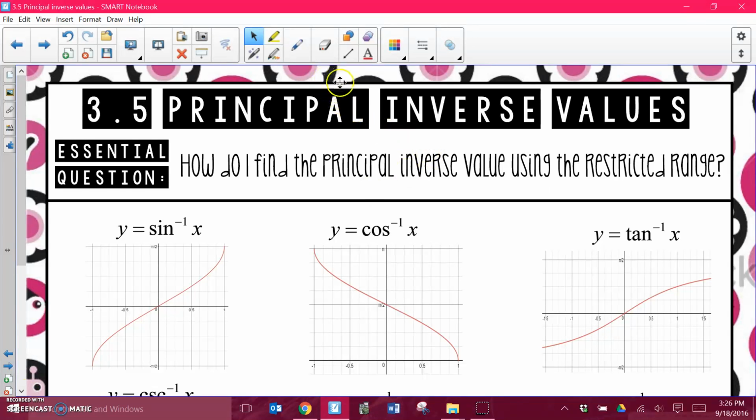Hey guys, today we're going to talk about principal inverse values, and basically they're the same thing that we learned before, but we are going to use the graphs, the function graphs of the inverse parent functions in order to find the one answer, the principal inverse value. So I just want to remind you of what all of our inverse graphs look like.